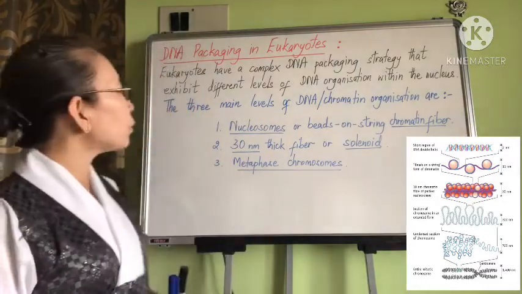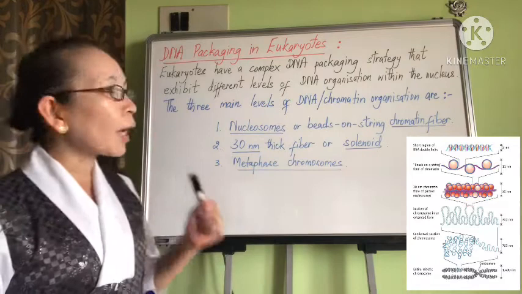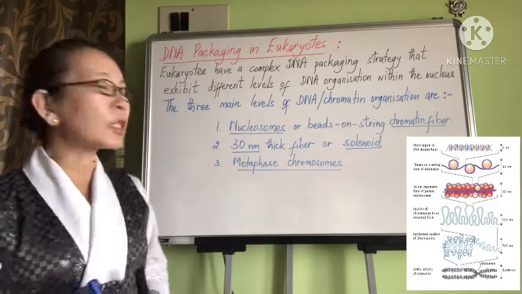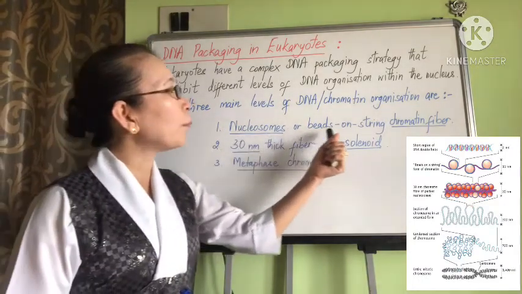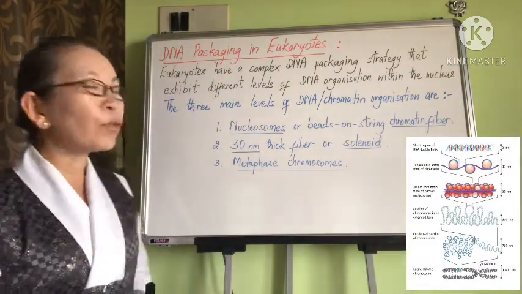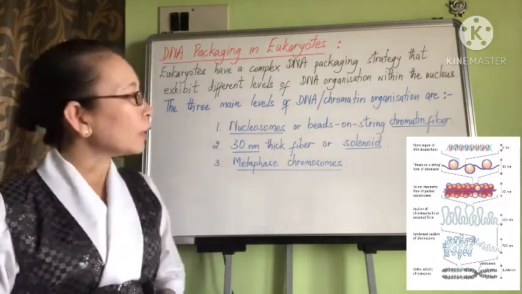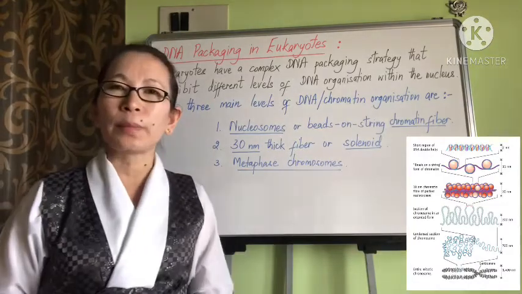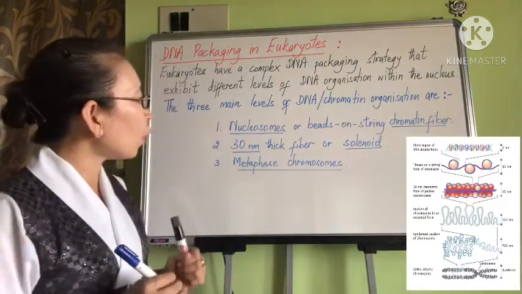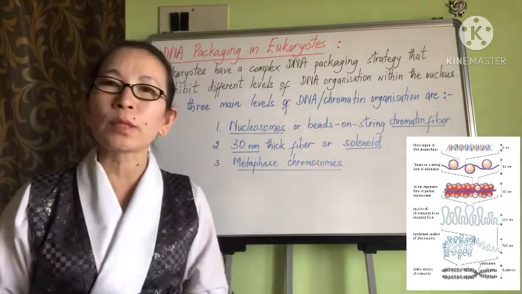Now in this lesson, we will focus on the three main levels of DNA organization. At the primary or the basic level of DNA packaging, DNA is organized into a structure called nucleosomes or beads on string chromatin fiber. At the next level of DNA packaging, DNA forms an organized structure known as 30 nanometer thick fiber, or it is also sometimes called solenoid. And at the highest level of DNA packaging, DNA forms an organized thick condensed structure known as metaphase chromosomes.